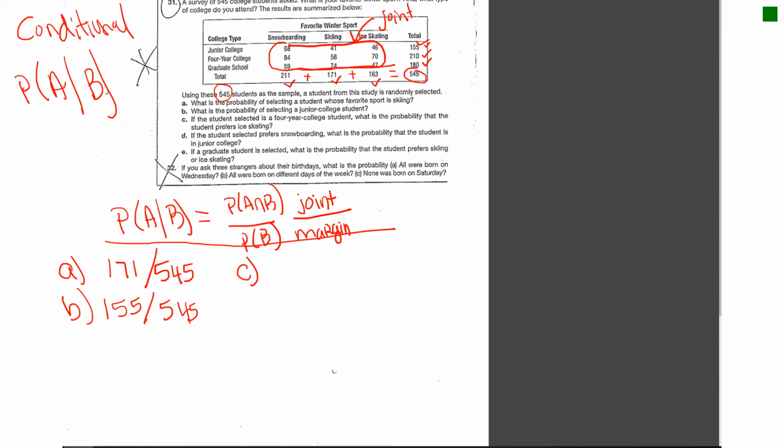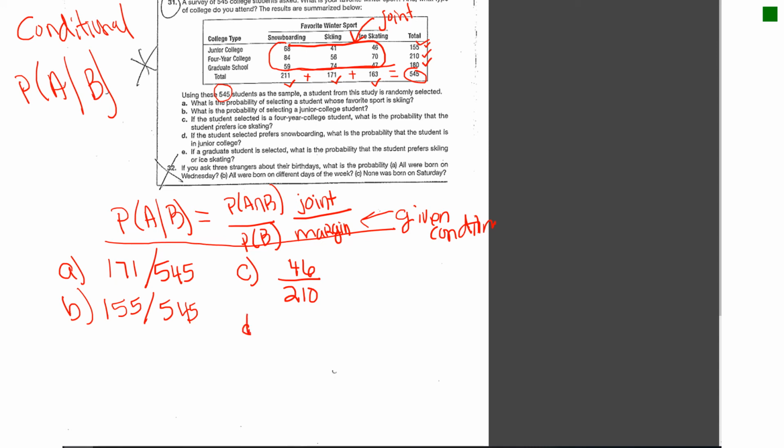Okay, so remember what I said, joint divided by margin. And let me make another note, by the way. That margin is also said to be the given condition. So the given condition here is four-year college. So four-year college margin is 210. So I can tell you the way you're going to solve your problem here is your denominator is going to be 210 because that's the margin. And then now you just want to find the intersection where it says what is the probability that the student prefers ice skating. So if I'm in the junior college row, ice skating intersects right there. That's 46. So your answer would simply be 46 divided by 210. Notice that's a joint probability divided by a marginal probability.